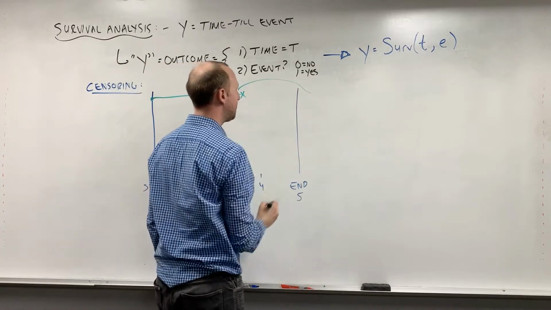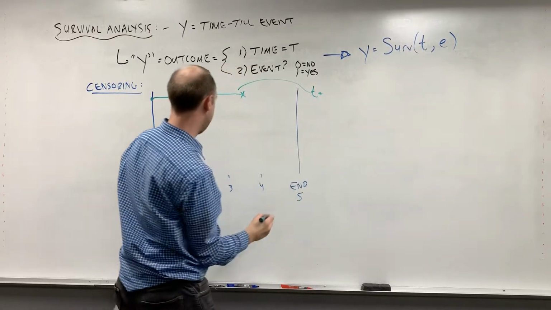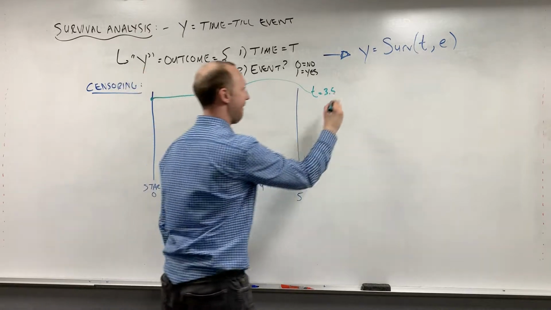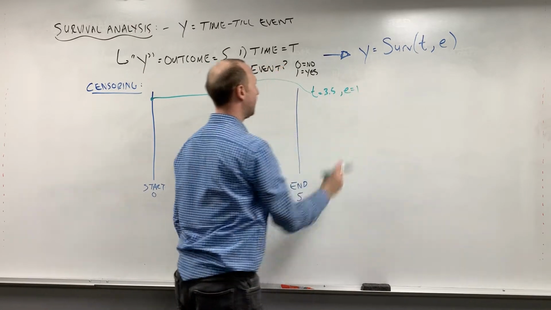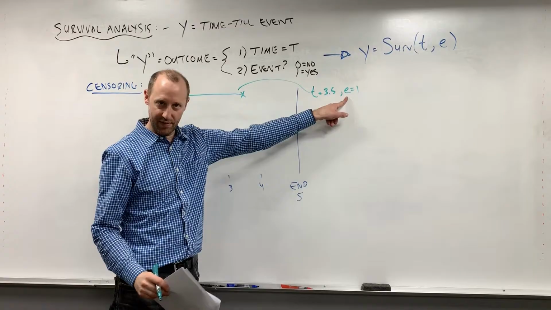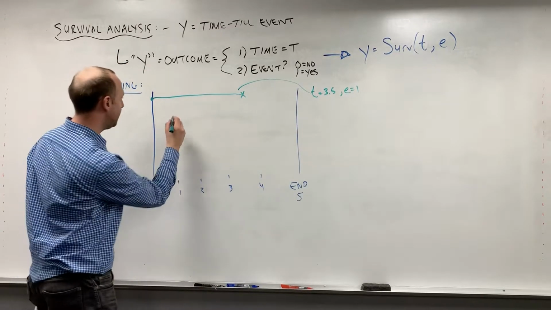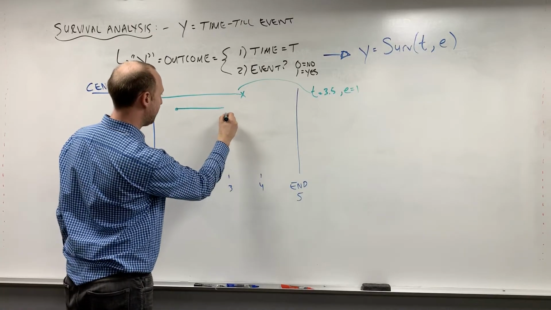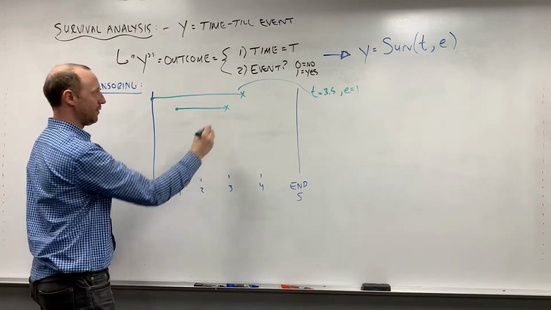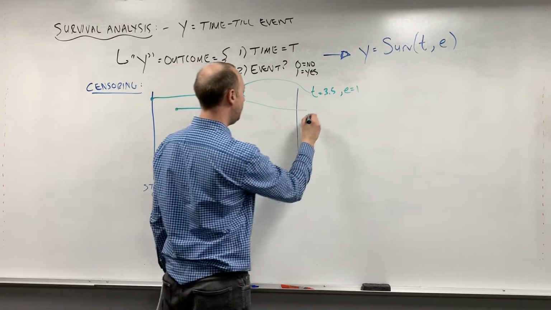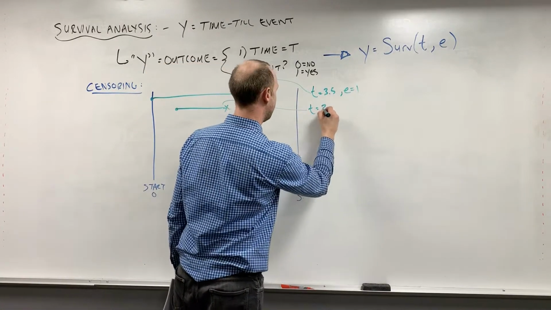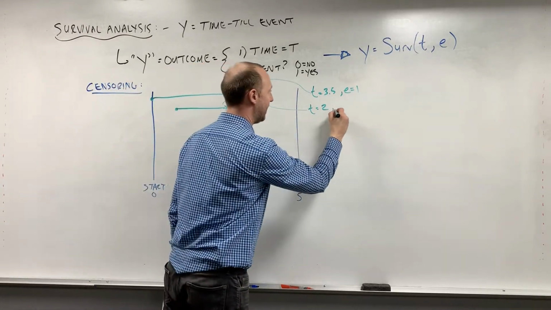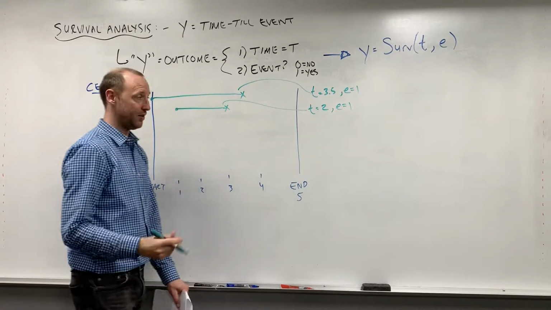Okay. This person has a time of 3.5. They were followed for 3.5 years, and the event occurred. Okay, so we put E of 1, meaning the event occurred, they died. We also might have someone join our study, say in year 1, and then at year 3, they die. This person here, the time they were followed for was 2 years, went from year 1 to year 3, and again, E equals 1, right? The event occurred, they died.